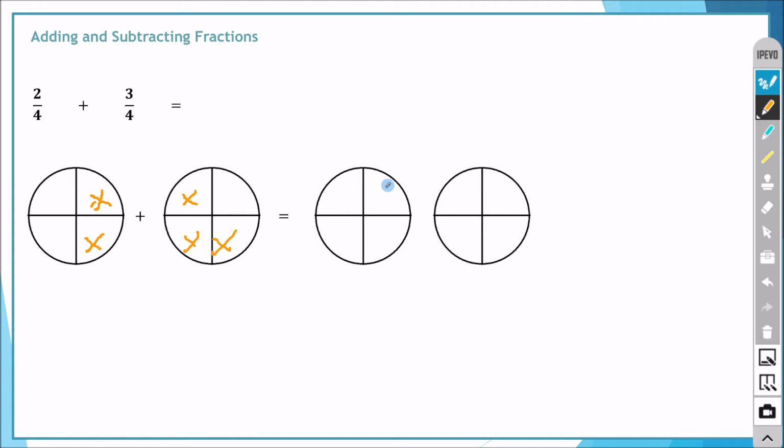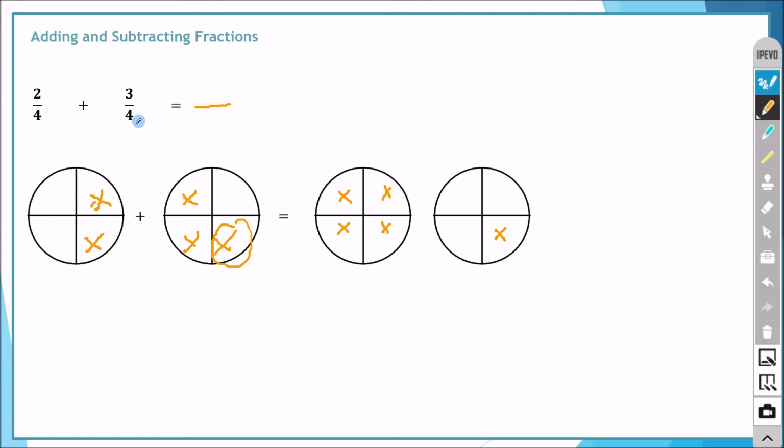So if we add these up in the answer then, we got the 2 from the first part. 1, 2. And then we've got the 3 from here. So 1, 2, and then we don't have any more space for this third remaining piece. So we put this third remaining piece in this next circle. So what does that mean for the answer?